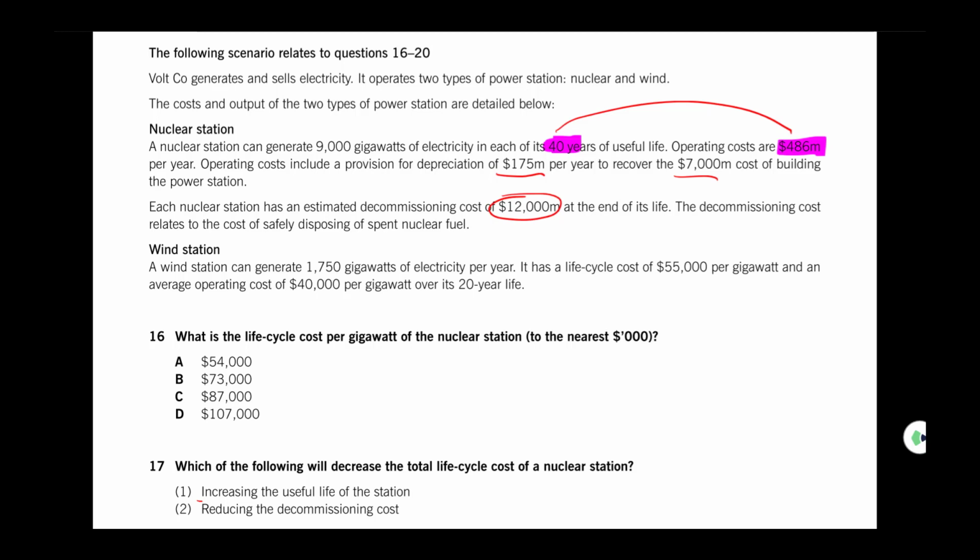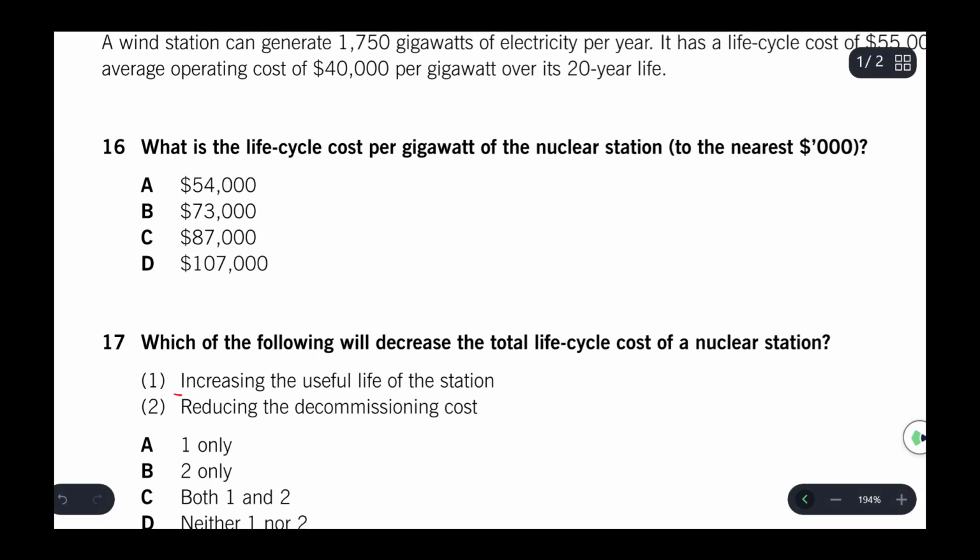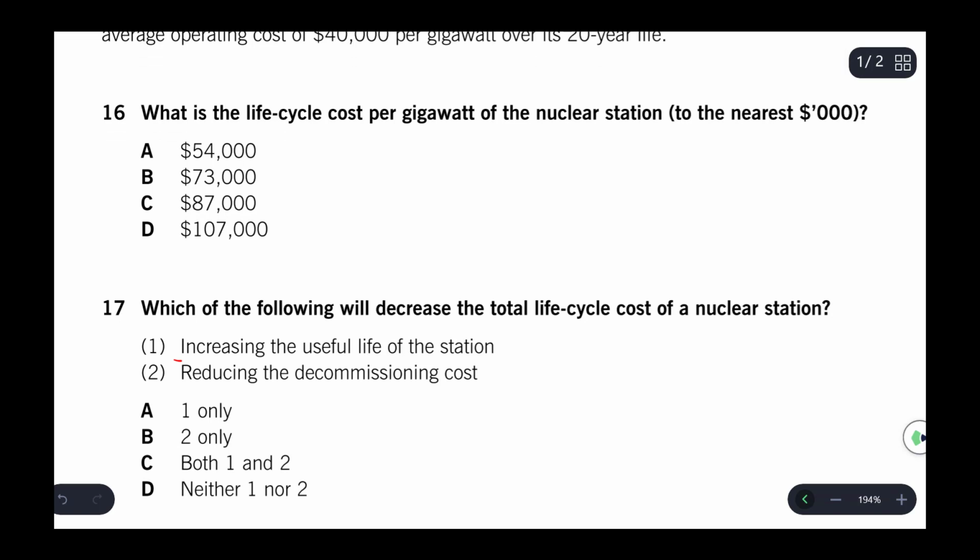Now, we need to divide that total cost by 9,000 gigawatts multiplied by 40. So guys, that's the arithmetic that we'll need to use to solve this question. Let's do the math together. And let's be clear, we're going to be working in millions. And we'll then convert that millions to the thousands that they're looking for.